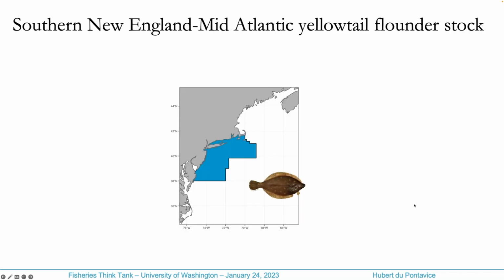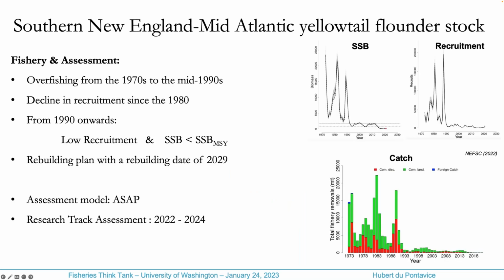So in this context, our project was focused on the Southern New England Mid-Atlantic yellowtail flounder stock, and this stock experienced strong variations in stock productivity over the past 40 years. This flatfish species experienced overfishing from the 70s to the mid-90s, and at the same time, recruitment has declined since the 80s. And from 1990 onwards, recruitment has remained dramatically low, as you can see here.